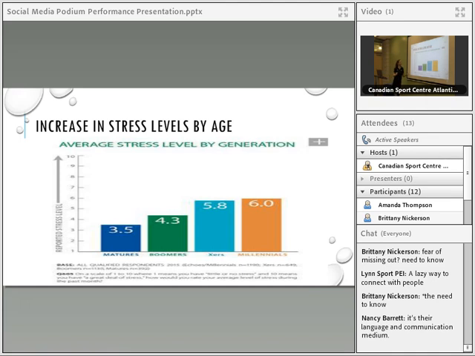And so this is average stress level by generation, on a scale of 1 to 10, where 1 is little or no stress, and 10 is a great deal of stress. How would you rate your average level of stress during the past month? 6. That's high. And consider that's going to be even higher for Generation Z.